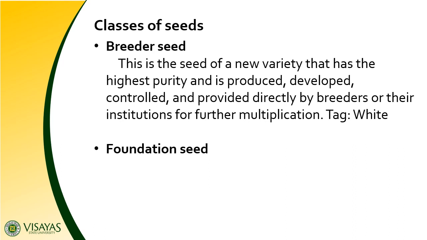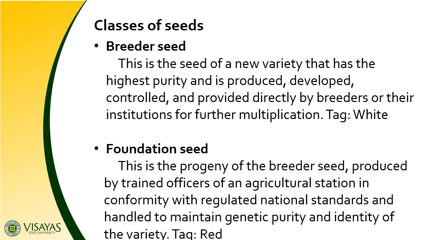The next, you have the foundation seed. So this is the progeny of the breeder seed produced by trained officers of agricultural station in conformity with the regulated national standards and handled to maintain genetic purity and identity of the variety, and it has the red tag. So foundation seeds are maintained by trained officers of agricultural station, who conform with the national regulation standards to handle the genetic purity and identity of the foundation seeds.